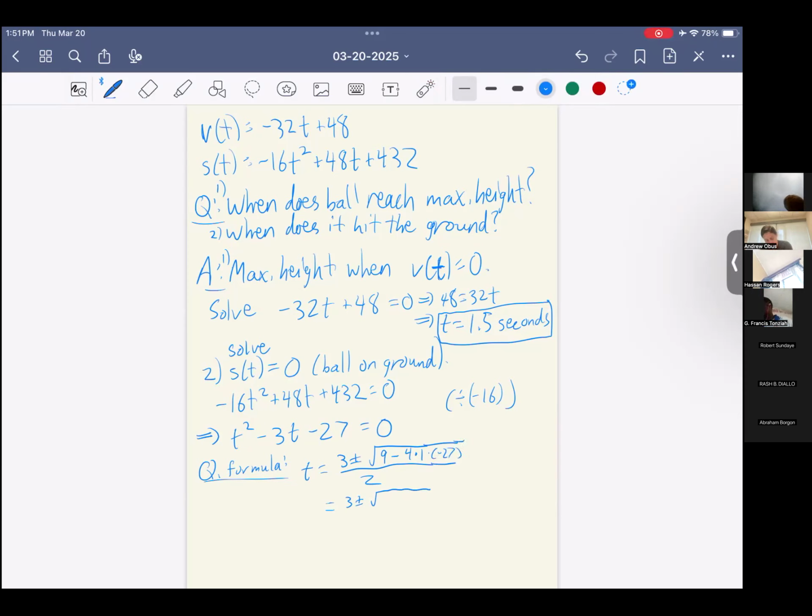Okay, so this is going to be 9 plus 108, so we're going to get 117 divided by 2. And let's just see, what is this actually equal to? So 3 plus the square root of 117, divided by 2, is going to give us about 6.91, or negative 3.91.